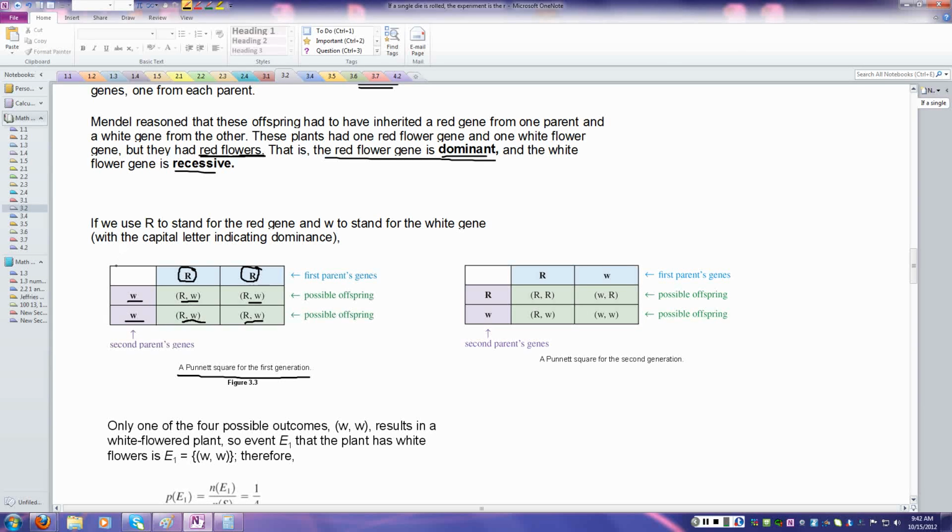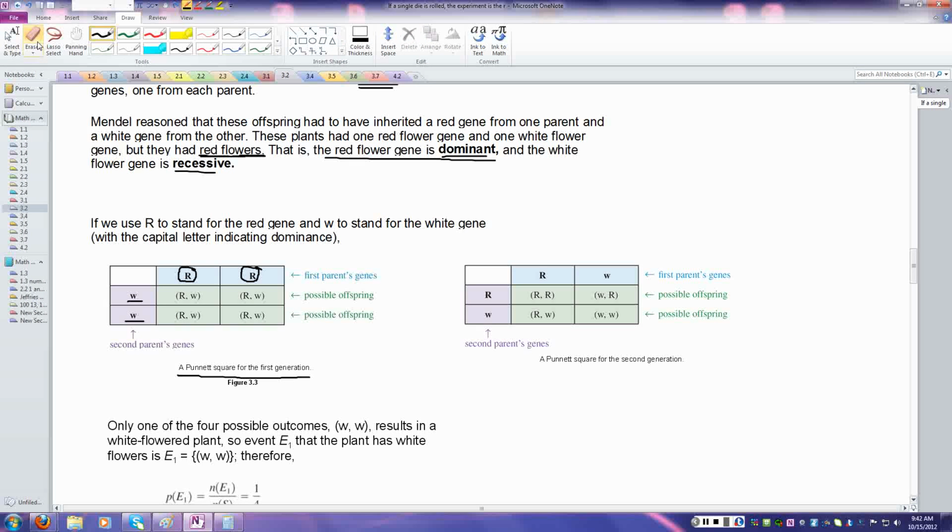So you use this Punnett square, which I don't know if everyone has seen before. To fill in this Punnett square, you will take the R from the mother and the W from the father, or vice versa. Here, the R is from one parent and the W is from the other parent. So this is the Punnett square for the first generation.